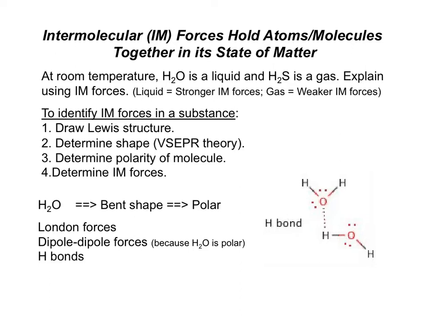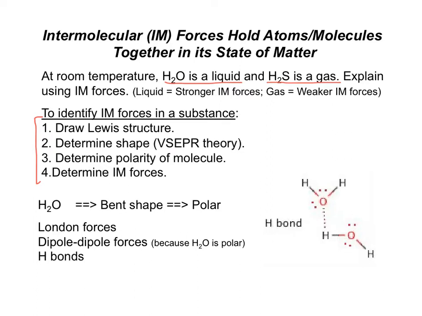Oxygen and sulfur are found in group 6 in the periodic table. But why is water a liquid and H2S a gas at room temperature? We can explain using intermolecular forces. Stop the video and review these steps to determine the intermolecular forces in a substance.